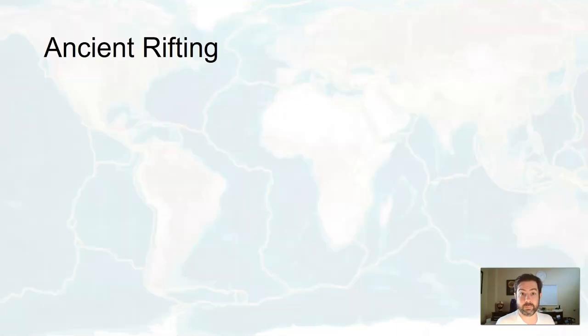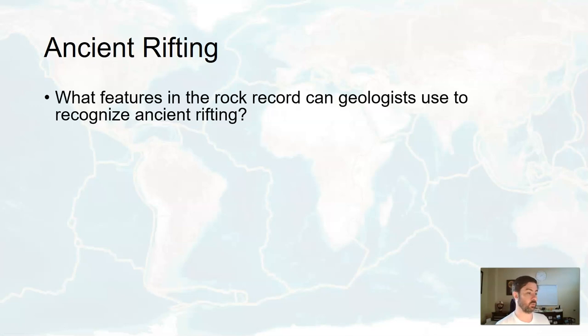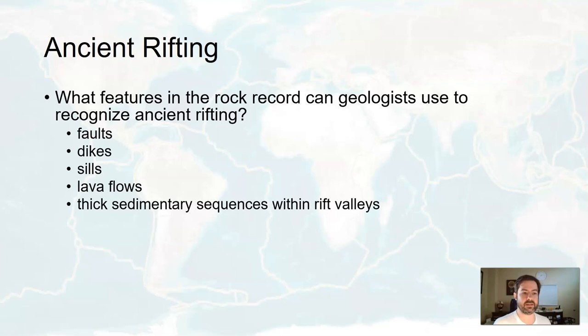So that's current rifting, but there's also ancient rifting that occurs as well. So the features we're looking for on land that can indicate, oh, this is an ancient area of rifting, might include faults, which are breaks and movements of large pieces of the Earth's crust. Dikes, as mentioned previously, as well as sills. We can also look for possible specific types of lava flows, like pillow basalts, as well as thick sedimentary sequences within rift valleys that can indicate rifting, movement apart along continental crust.